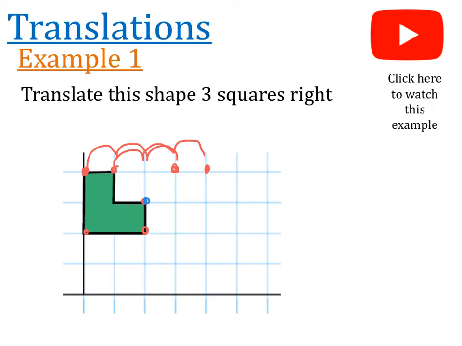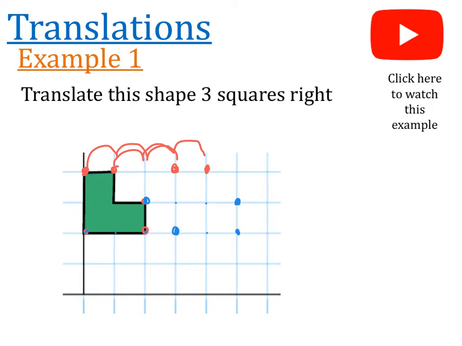So I'm going to move that one 3 squares to the right. 1, 2, 3. You can also count with little dots like that. So that one ends up over here. I'm going to do this bottom one now. I'm going to move that one 3 squares to the right. 1, 2, 3. And the last corner, which is this one right here. 1, 2, 3. Now, I'm not really good at the ruler bit on this particular program that I'm using, but hopefully you can see where the new shape is going to go.